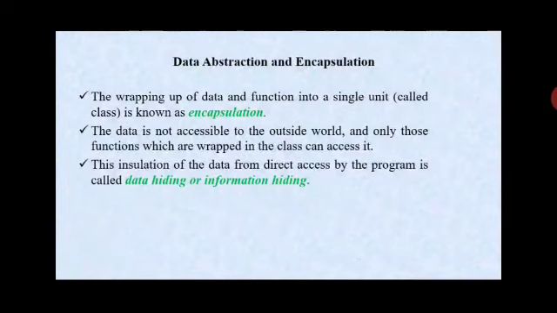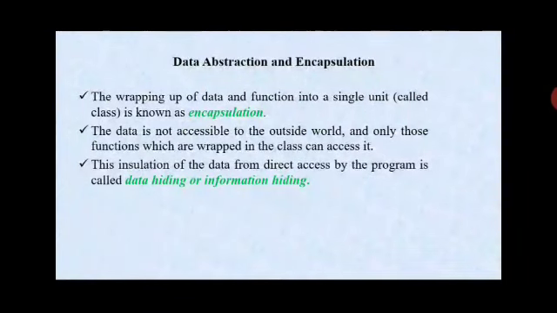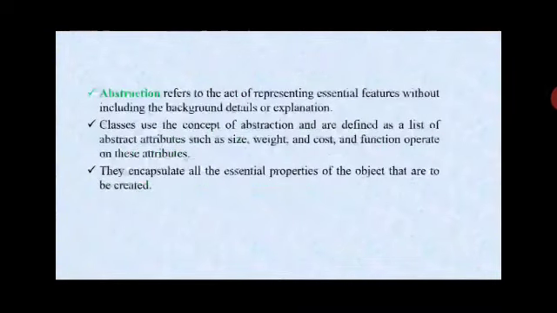The wrapping up of data and function into a single unit, which is called a class, is known as encapsulation. The data is not accessible to the outside world. Within a class you have data and functions. The insulation of the data from direct access by the program is called data hiding or information hiding.